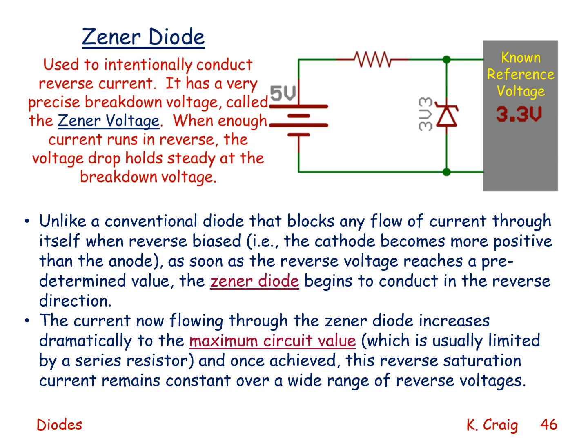Unlike a conventional diode that blocks any flow of current through itself when reverse biased, that is, the cathode becomes more positive than the anode, as soon as the reverse voltage reaches a predetermined value, the Zener diode begins to conduct in the reverse direction. The current now flowing through the Zener diode increases dramatically to the maximum circuit value, which is usually limited by a series resistor. And once achieved, this reverse saturation current remains constant over a wide range of reverse voltages.